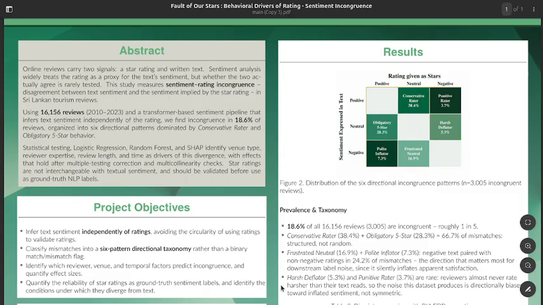Well, this is important because it tells us that the mismatches are not simply random errors, but recurring behavioral patterns in how people assign ratings compared with how they express themselves in text.